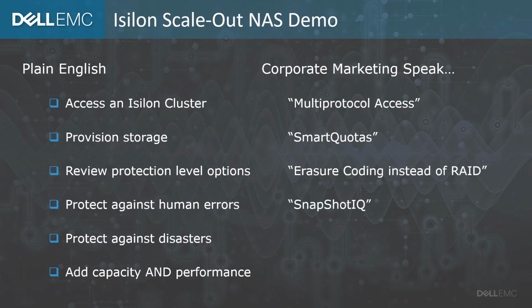We'll also see how we protect against human errors and disasters. We'll use a feature called SnapshotIQ to create snapshots to protect against human errors. And we'll also talk about SyncIQ, NDMP, and antivirus. Those are all three things with an Isilon platform that can be used to protect against disasters.